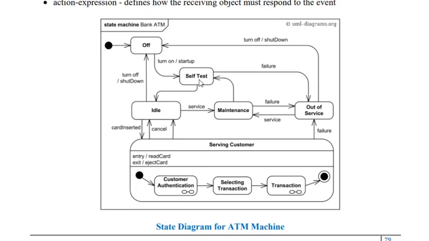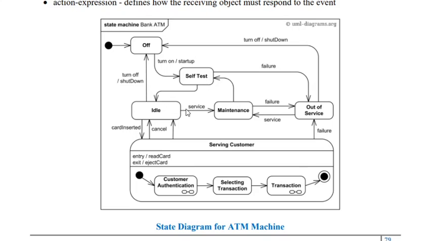One instance may be an example: the system is off, it is turned on, a self-test is done, it will go into idle state, a card is inserted wrongly, it will send a cancellation message, and move back to idle state. Or the system is turned on, it goes into self-test state, then into idle state. A card is inserted, entry criteria is satisfied, customer authentication is done, selection of transaction is done, transaction is executed, and again it goes back to the idle state.